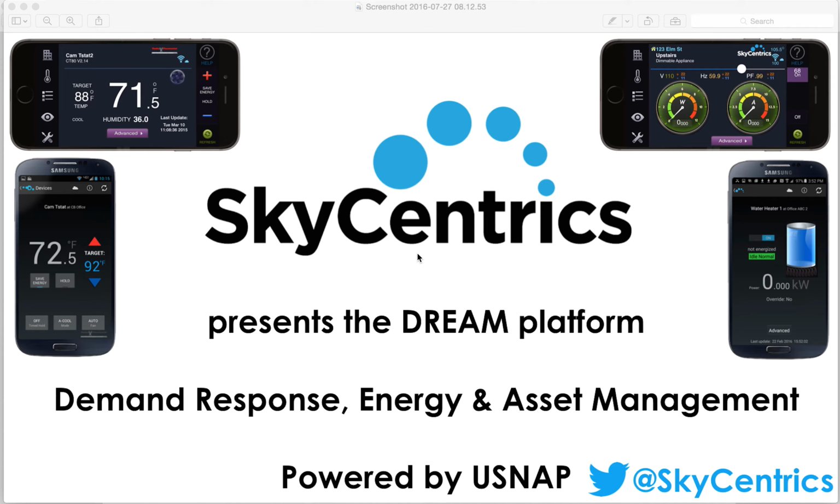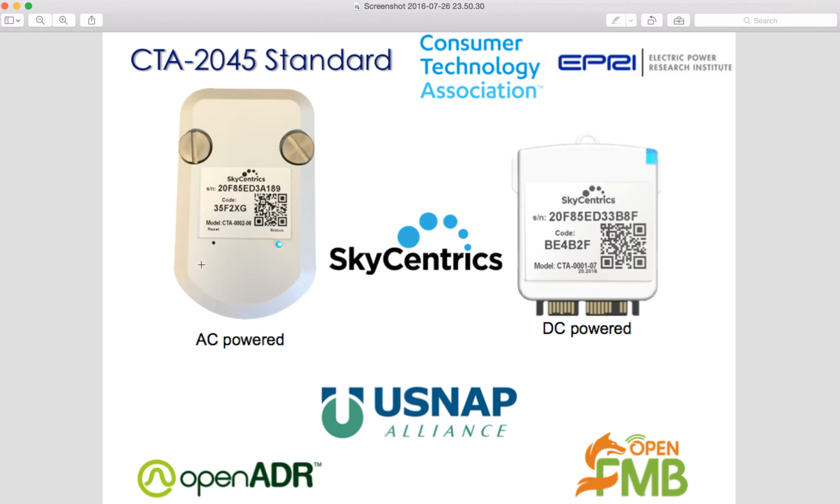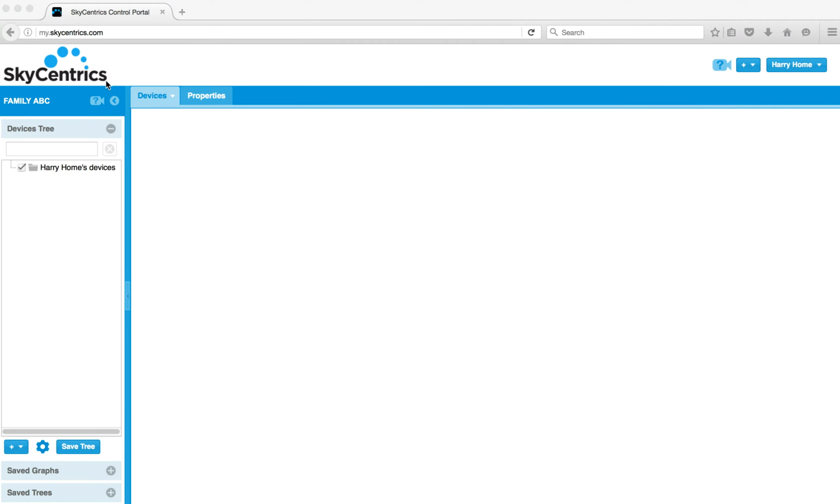Hello, this is a video about the SkyCentrics Dream Platform, Demand Response, Energy, and Asset Management, as it is used by utilities wanting to manage large platoons of CTA 2045 and other connected devices. First, a utility employee creates an account at SkyCentrics.com. This is what the resulting account looks like.